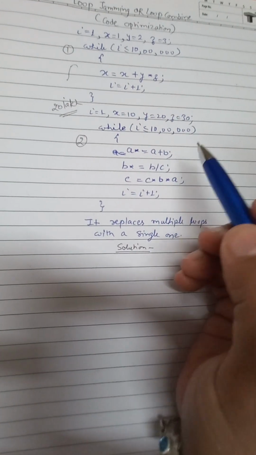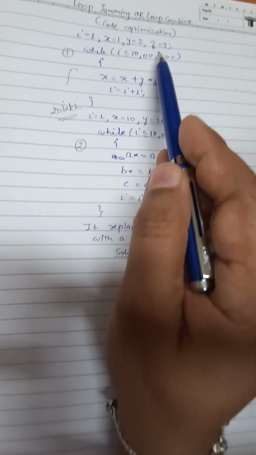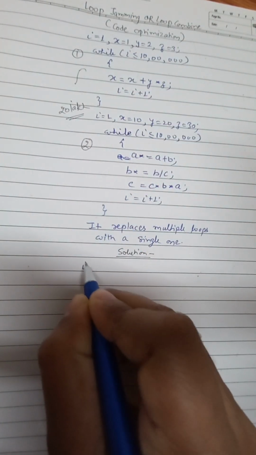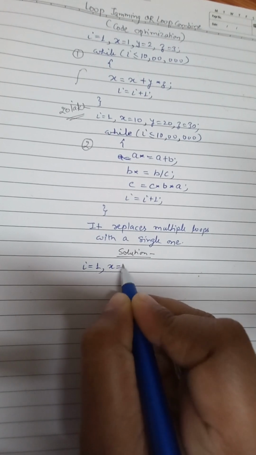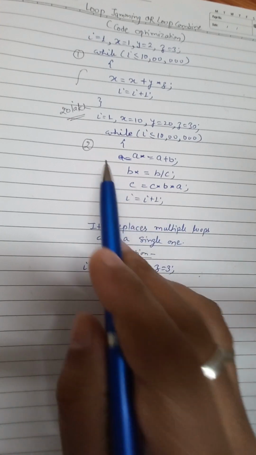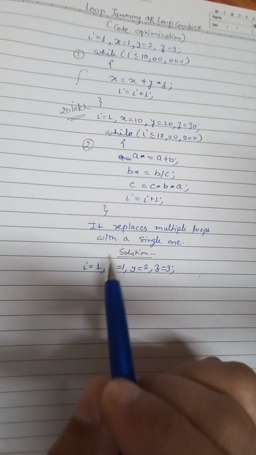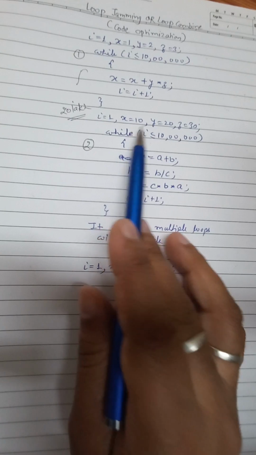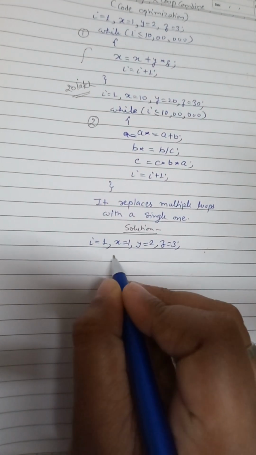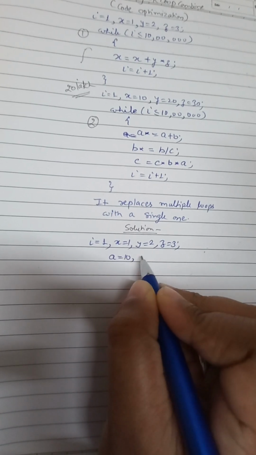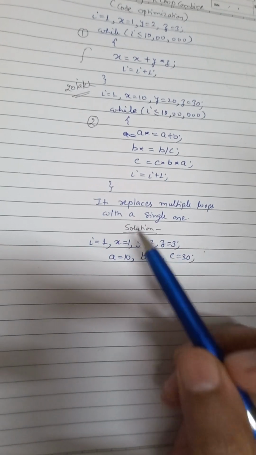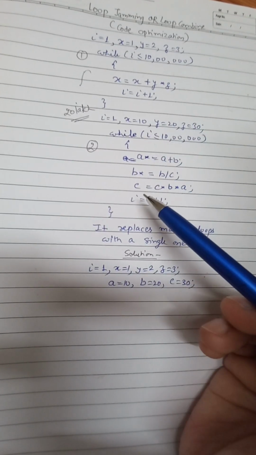So what should I write first? As there are a number of variables here in which we have defined the values, first we need to define those variables. i is equal to 1, x is equal to 1, y is equal to 2, and z is equal to 3. Then in the second one, i is equal to 1 is there, so that will remain the same. Now we are having x is equal to 10, y is equal to 20, and z is equal to 30. So we will take some more variables to which we will assign these values. a is equal to 10, b is equal to 20, and c is equal to 30, right? So we have defined all the variables of these two different codes.